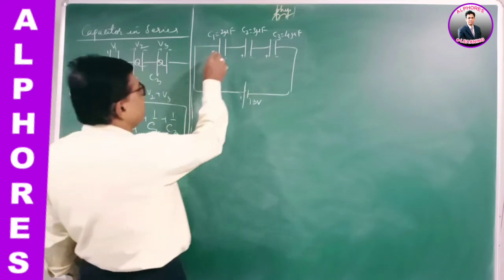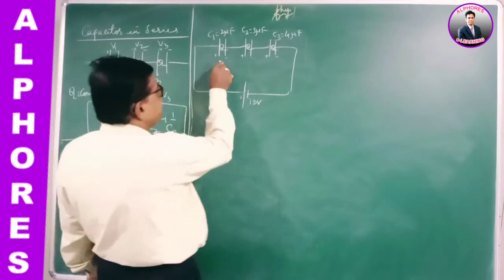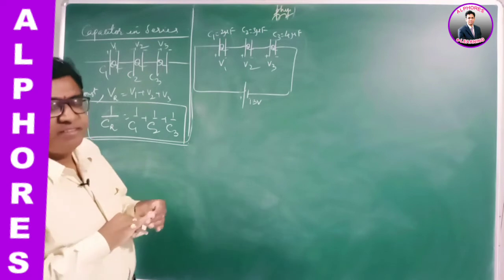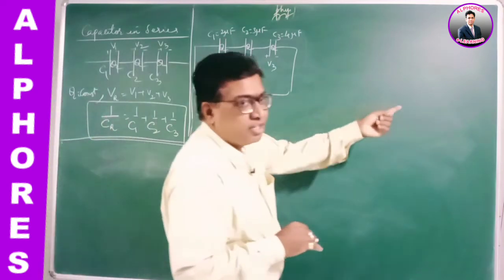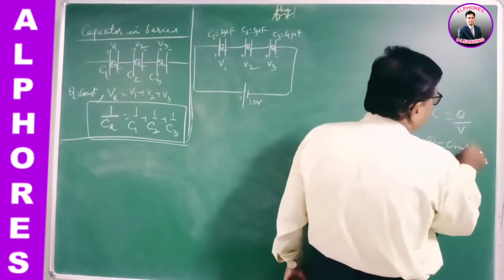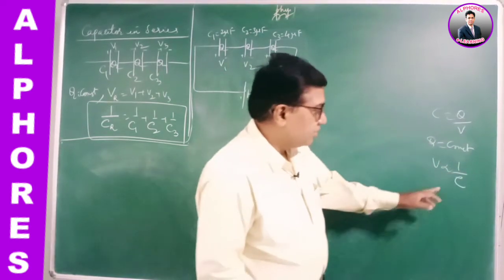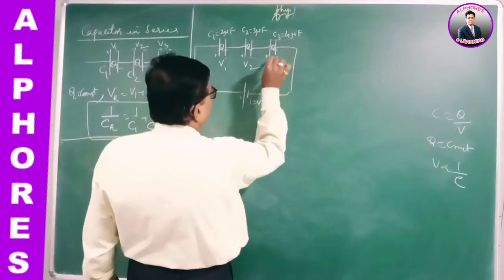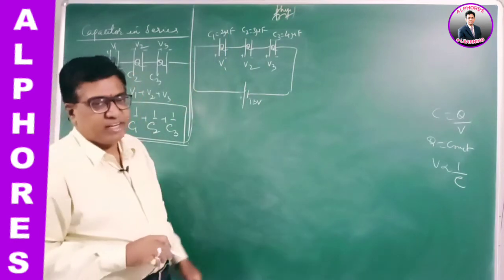In series we know charge remains constant, so Q is the same. But the potentials are different, V1, V2, V3. Bigger capacitor gets lower potential. Capacity C is equal to Q by V. When Q is constant, V varies inversely with capacity. So the bigger capacitor has less voltage, and the smaller capacitor has more voltage. We'll find out the values.